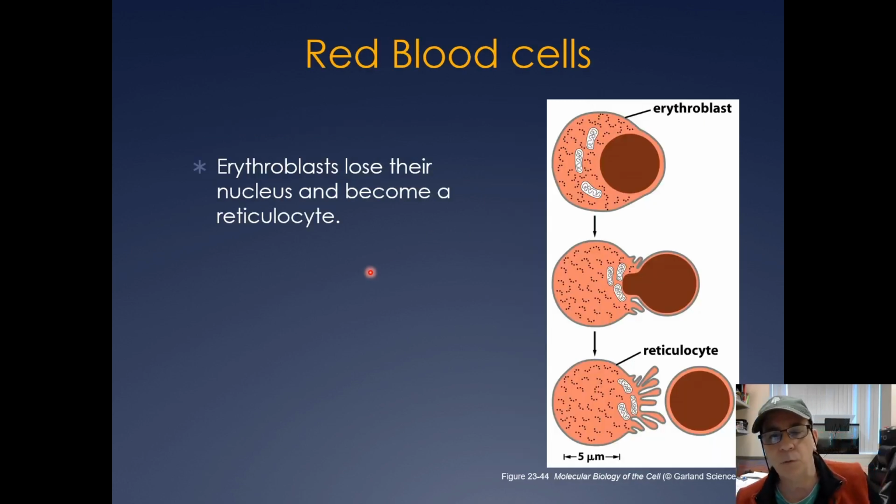In the case with red blood cells, they actually lose their nucleus. So the erythroblasts shown over here will eventually expel their nucleus, and then they become a reticulocyte, or a red blood cell.